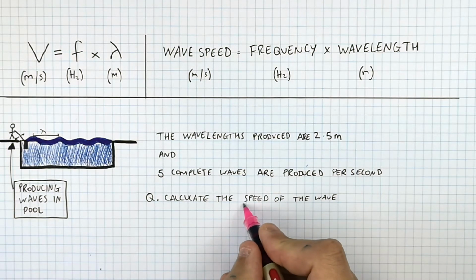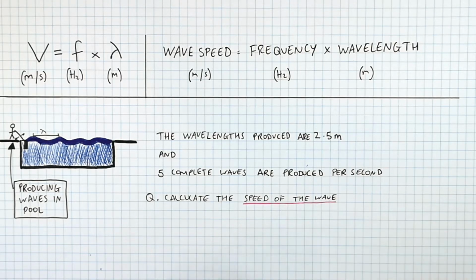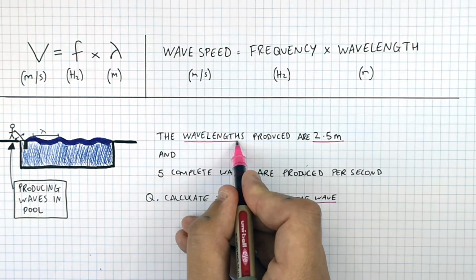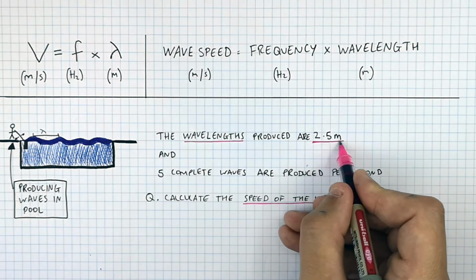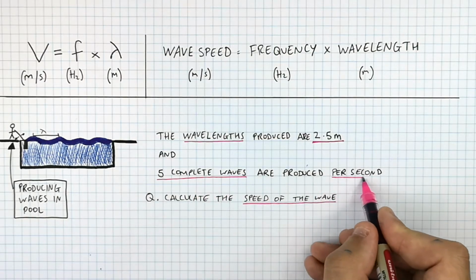So we firstly underline the part of the question that we're looking for. It says to calculate the speed of the wave. And now we read the question, what information do we have in the question? The wavelengths produced are 2.5 meters. So we have the wavelength of the wave. And we've got 5 complete waves are produced per second.